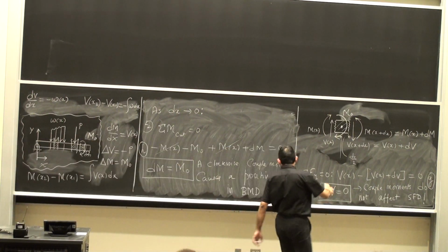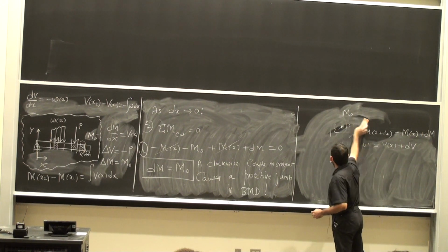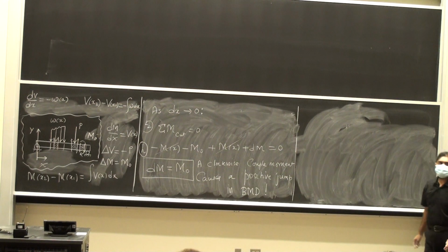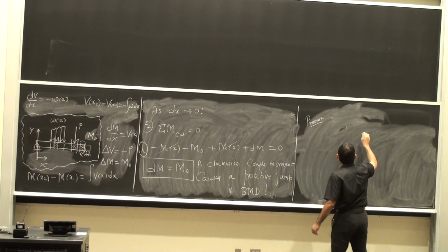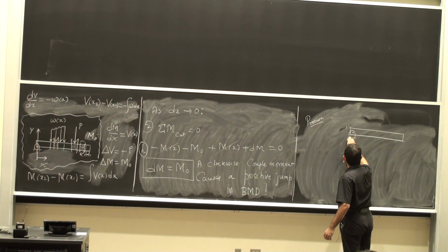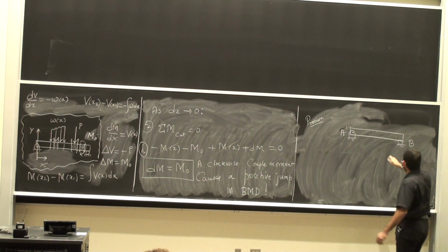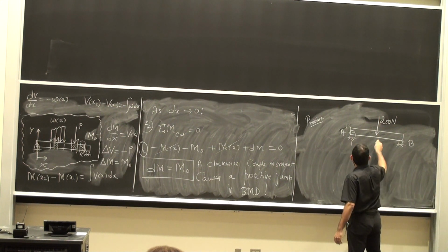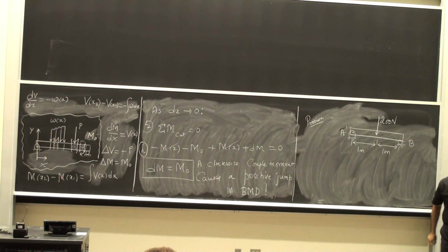Now let's solve some problems. Let me start with a very simple one. I have a beam, let's say length 2 meters, and A and B. I'm going to have a symmetric loading here. Say 200 newtons acting at a distance of 1 meter from each side. Draw the shear force and bending moment diagrams. Okay.